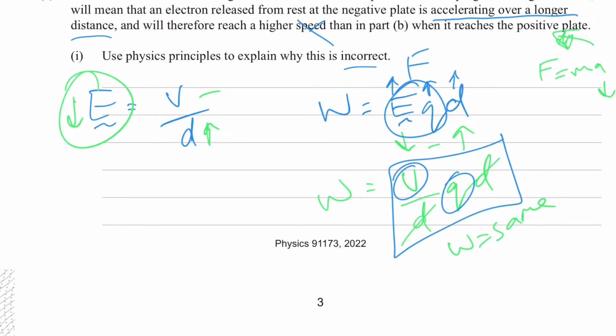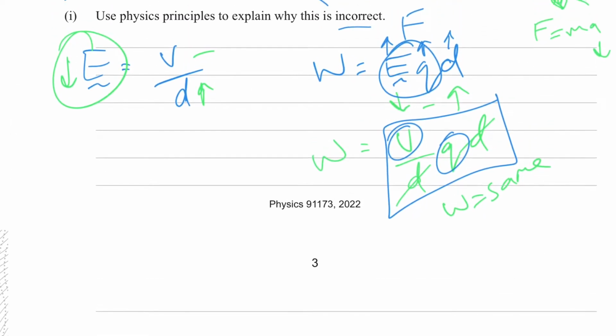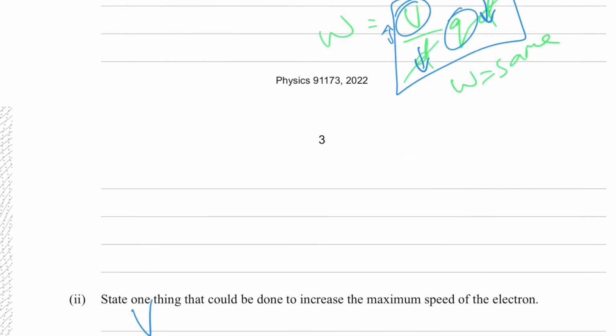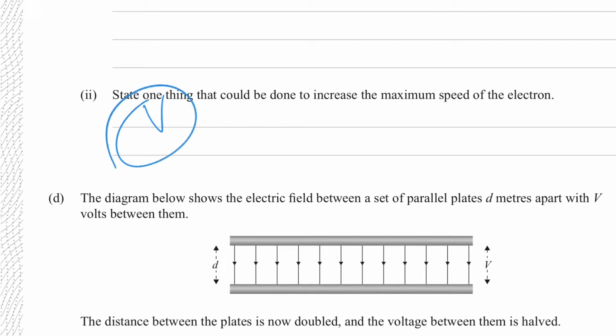So the voltage increase is pretty much the only thing you could do. Would putting the plates closer together work? Well, you decrease the distance to increase the electric field, so that's going to have the same effect, no real change. So to increase the maximum speed of the electron, it's got to be a voltage change.